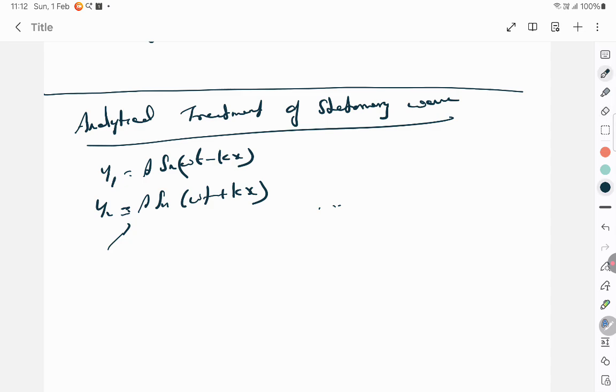Consider two sinusoidal waves of equal amplitude and frequency traveling in opposite directions. The net displacement is y1 plus y2. You write a into the common factor: sine(omega t plus kx) plus sine(omega t minus kx), adding both of these.